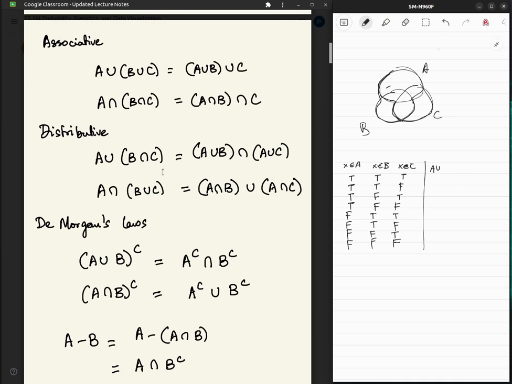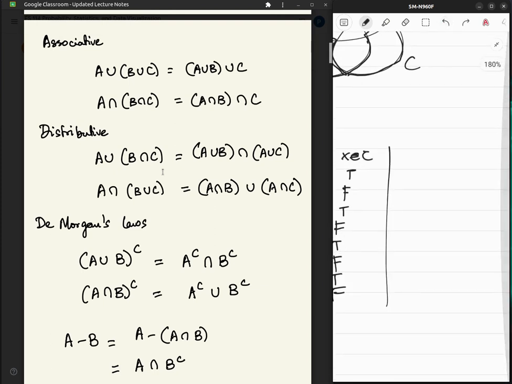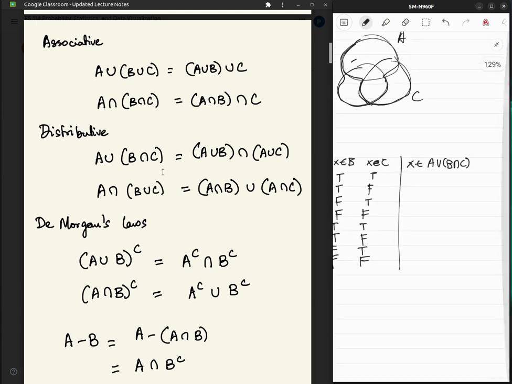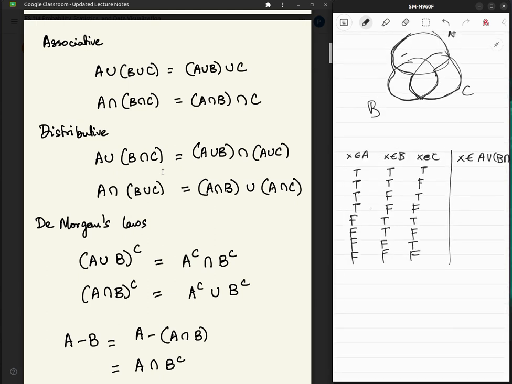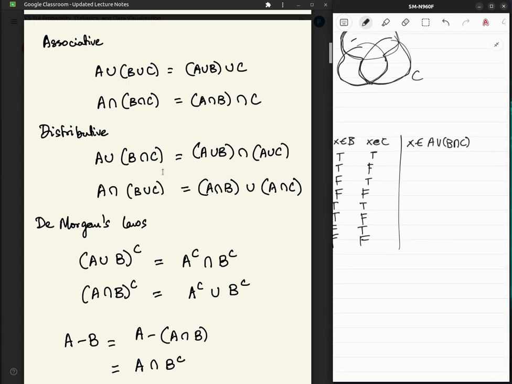So A union, I should write the whole statement. X belongs to A union B intersection C. So this is a very stepwise manner of thinking about it. Like you're making eight cases and thinking what happens if X is like this, what happens if X is like that, stuff like that, right? Everywhere that we have true, so if it's a part of A, then it's definitely going to belong to this because it's A union something. So this is true, true, true, true.